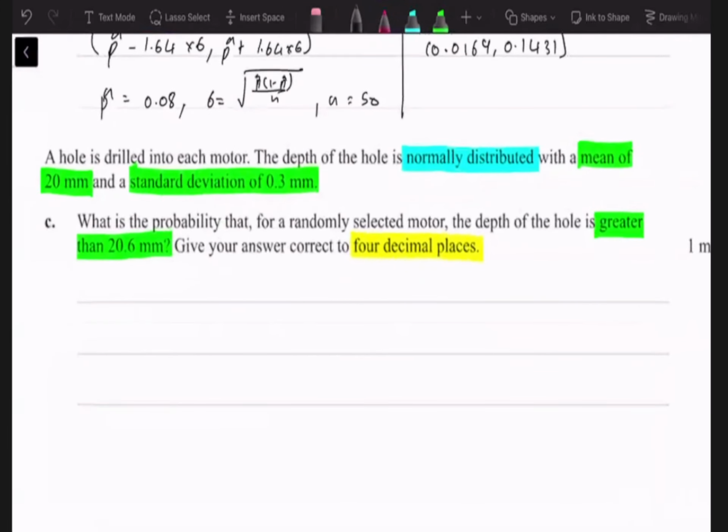So now we're going to normal distribution, and it's asking for what's the probability that, I'll just define x. So let x equal depth. So what's the probability that the depth is greater than 20.6? This is just a CAS question, so just put that into your CAS. And this is the mean and standard deviation of these ones. And you get 0.0228.